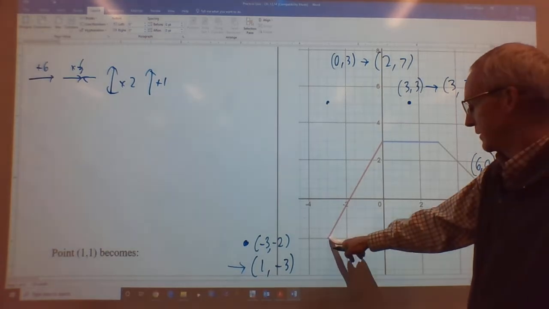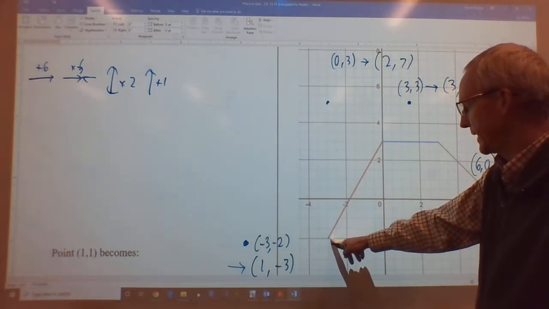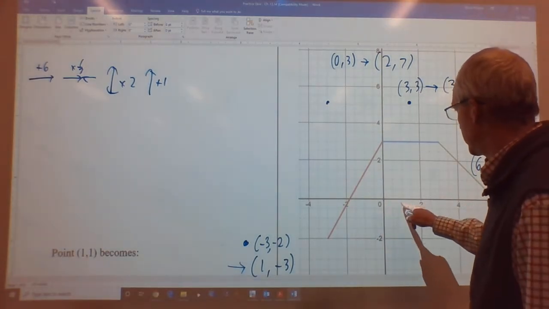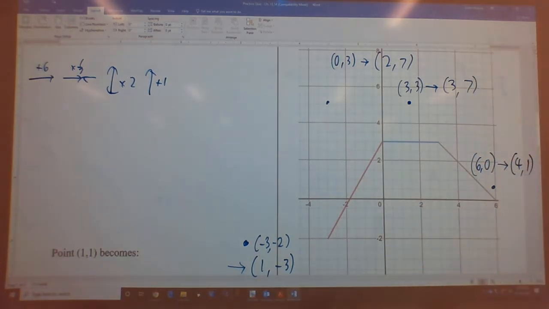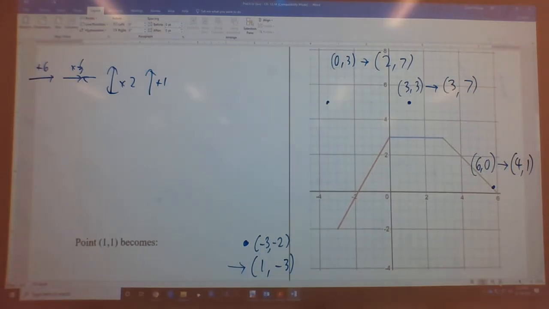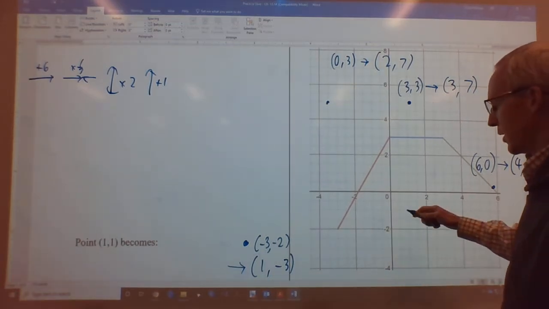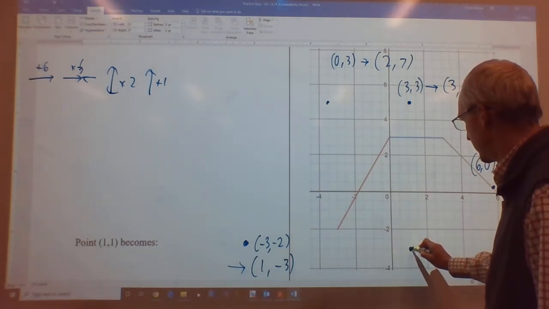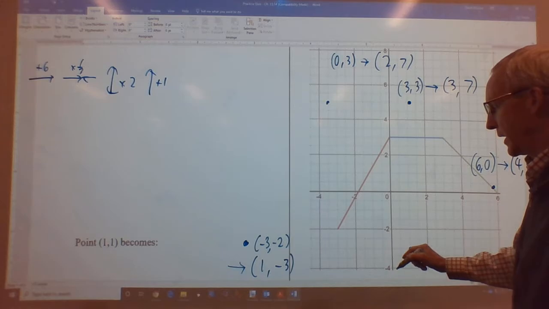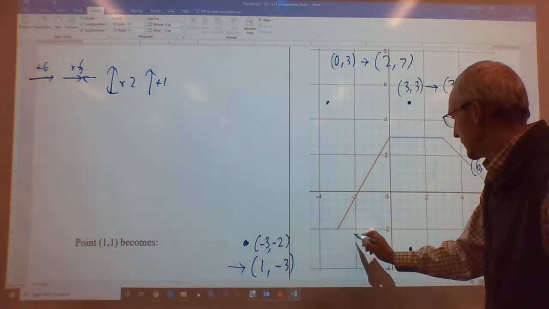Okay, so this point goes to 1, -3. So now here's 1. I still need to shrink it down more. My -3 doesn't fit. Shrink it down. There. Oh, I guess it did. There's -3. So we have a point x equals 1, -3, right there. That's that point. So that one goes to there.